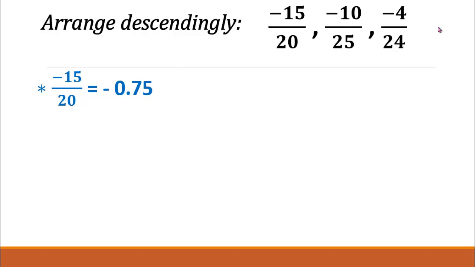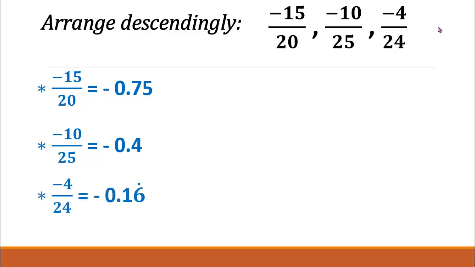What is the decimal for negative 10 over 25? It's negative 0.4. And what is the decimal for negative 4 over 24? It's negative 0.16, and this 6 is repeated. It's a recurring decimal. Don't forget that I have negative numbers here, and in negative numbers, the smallest is the greatest. So, when I am going to have the descending order, I am going to begin with negative 0.16. Why? Because this is my biggest number.